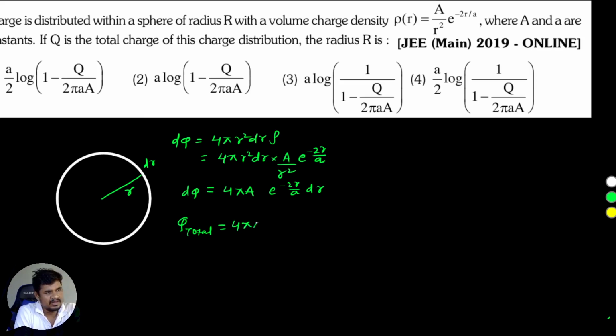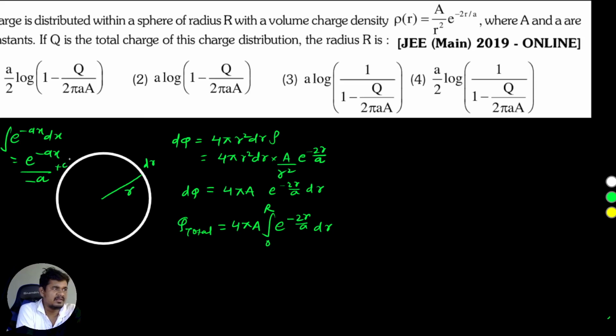So I will write here 4 pi A and then e raised to the power minus 2r by a times dr, integrating it from 0 to capital R. We know that the integration of e raised to the power minus ax dx is e raised to the power minus ax by minus a plus c. So I will be using this result here directly: 4 pi A e raised to the power minus 2r by a, and this is minus of 2 by a, from 0 to R.